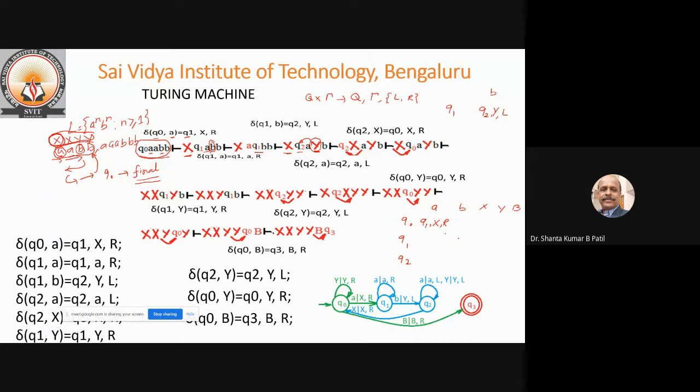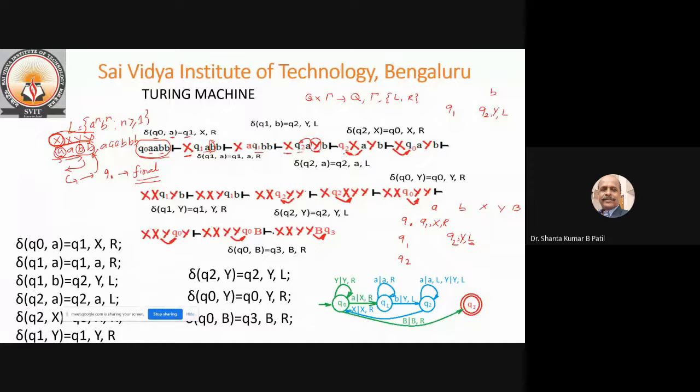Q1 comes across the B, so the state is changing from Q1 to Q2. See here, Q1 comes across the B, the state is changing from Q1 to Q2. So symbol B is changing from this B to the Y, and it starts moving toward the left side. It was after A, and after changing from B to Y, it has come before A, hence it is a left movement. Okay, it is moving toward the left side, that's what I have shown here, left, L.